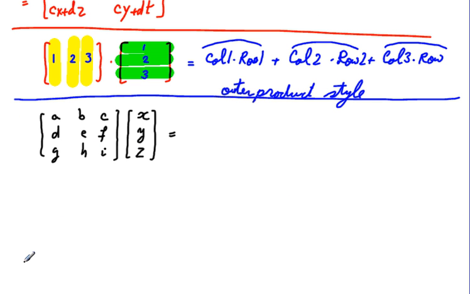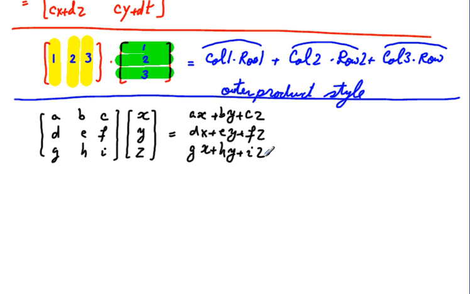Well, let's go ahead and do this two ways. One is our old style. Our old style was to multiply: I take that row and this column, AX plus BY plus CZ. And the second row times this column is DX plus EY plus FZ. And the third one, GX plus HY plus IZ. I notice that here all the X's show up, and Y's are showing up here, and Z's are showing up here. That gives me an idea.